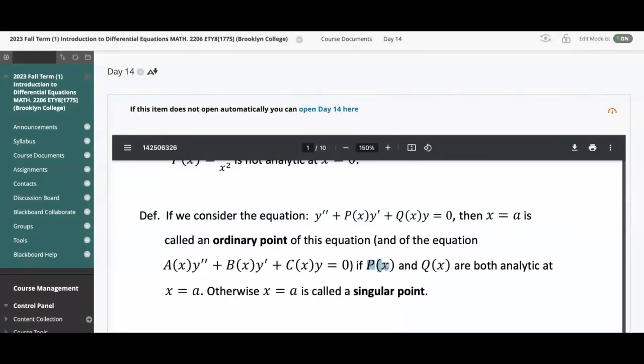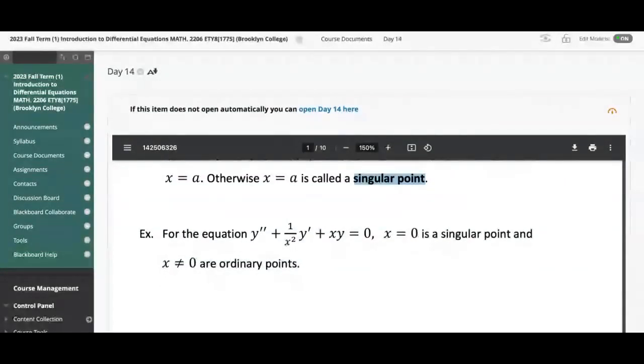Or you can think this way: if a number is in the domain of the function, the function can be represented as a power series at the point. If that makes sense to you. So that's ordinary point. Okay. If the number or the point is in the domain of the function, we call it analytic, and then we call it ordinary point. Otherwise, we call singular point.